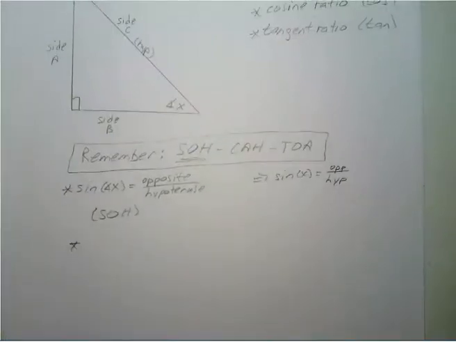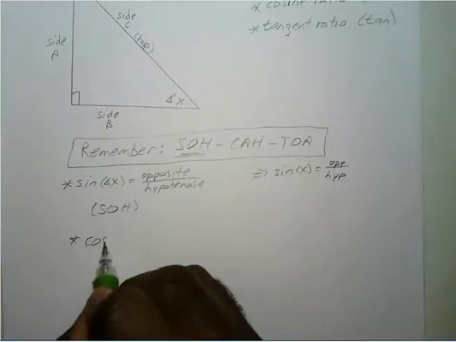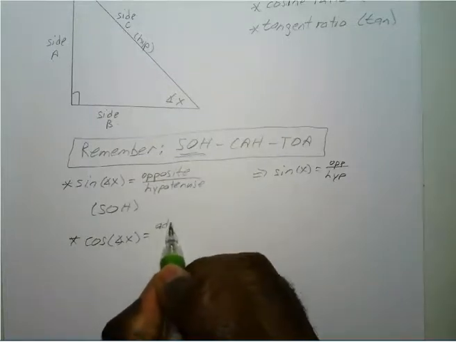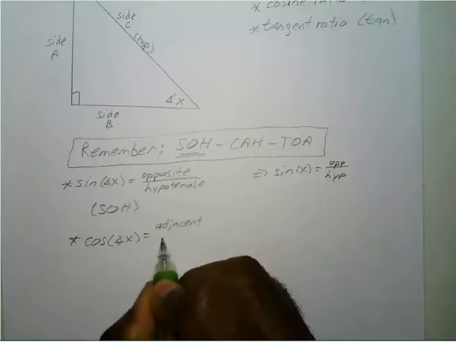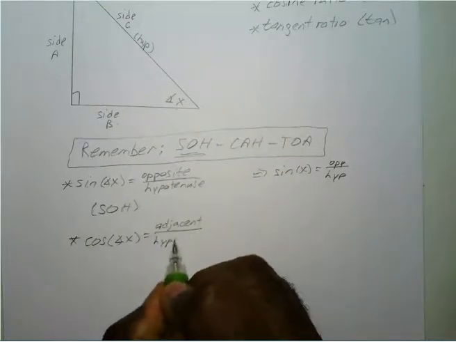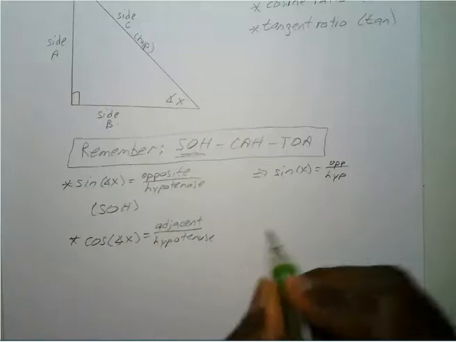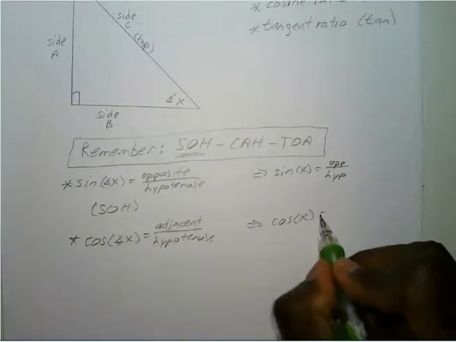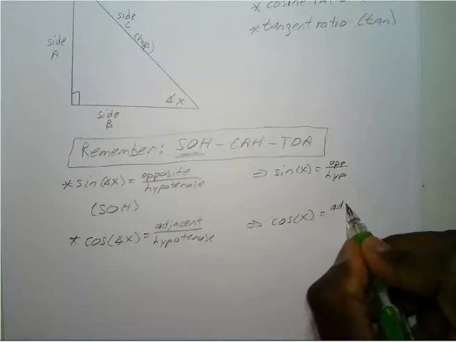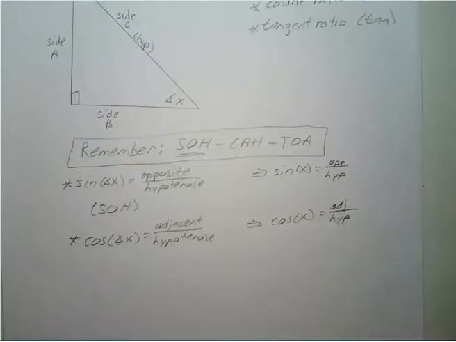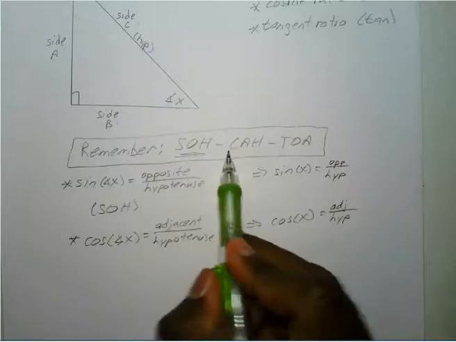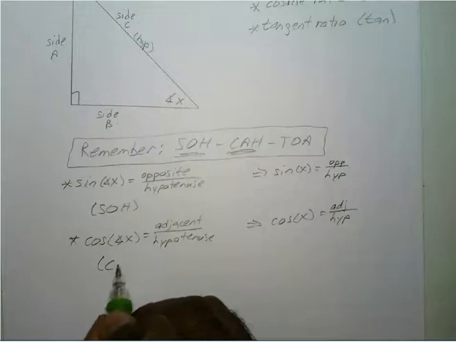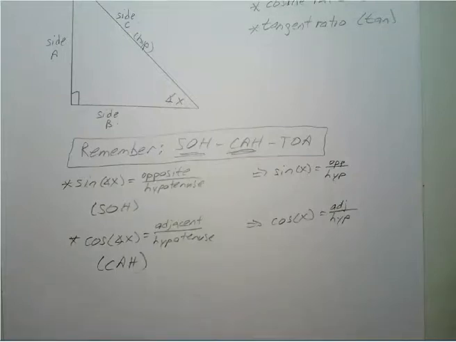Now we go to our cosine. Cosine of angle X equals adjacent over hypotenuse. But mostly you'll see me write it as cosine X equals adjacent over hypotenuse. That's where the CAH comes in SOHCAHTOA. So cosine equals adjacent over hypotenuse.